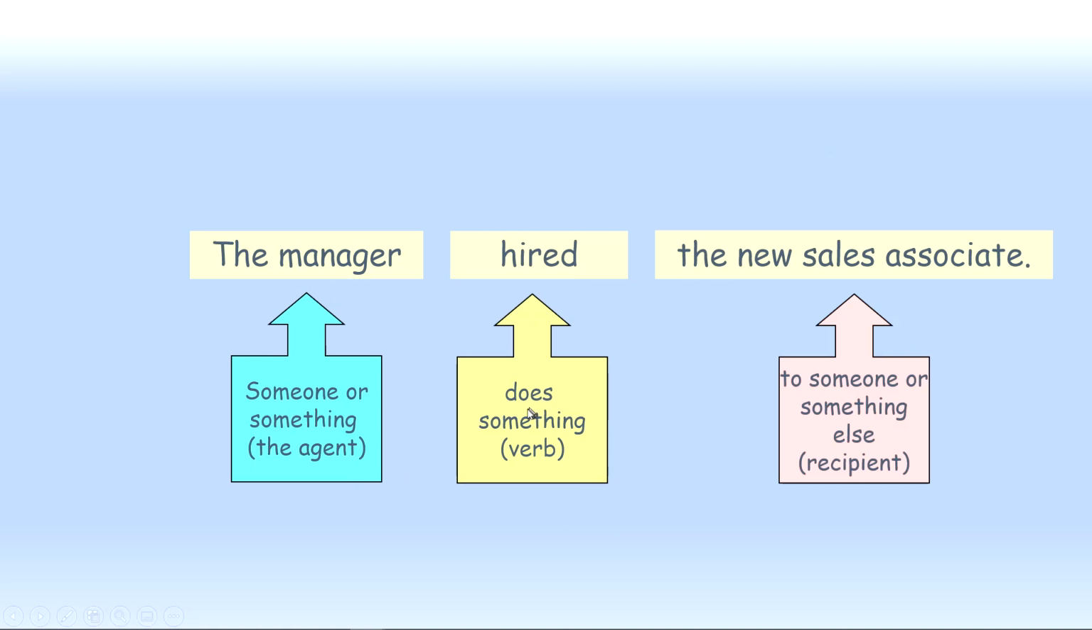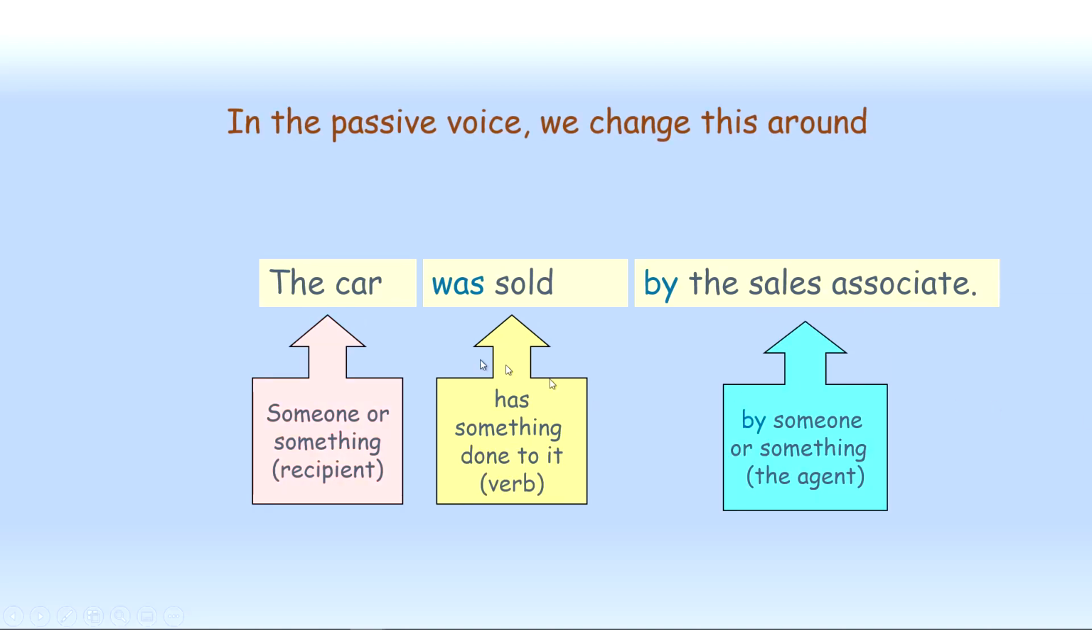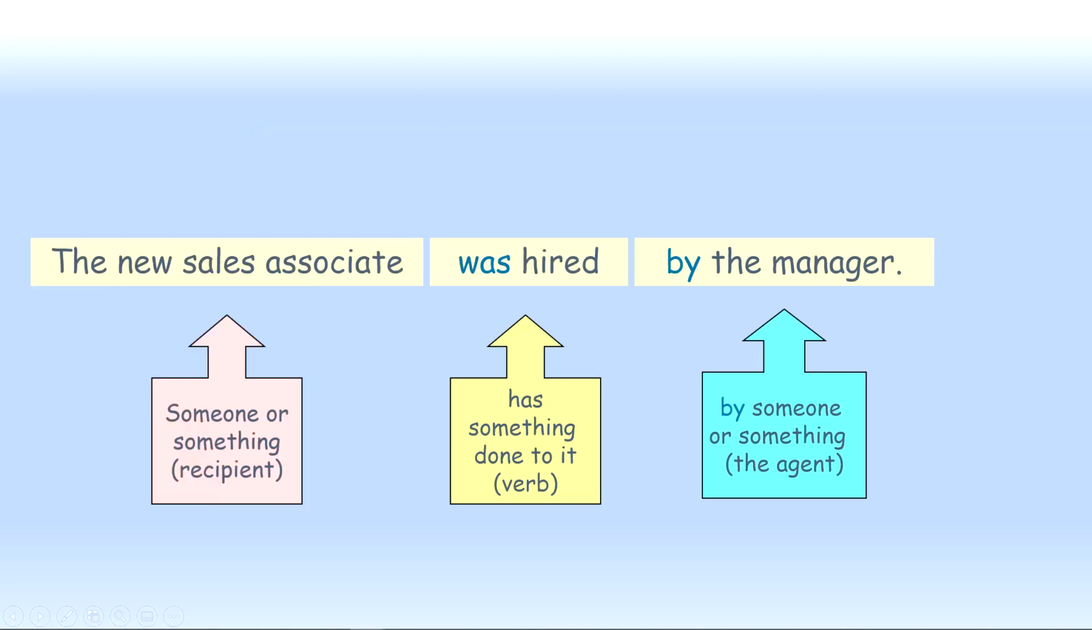The manager, subject, hired, verb, action, the new sales associate, okay? So now if you reverse this and make it passive, here is passive. The car, right, someone or something, was sold by the sales associate, right? So this is really the passive voice. You can see it right here that we're using the verb to be. Here's another one, right? The new sales associate was hired by the manager, okay?